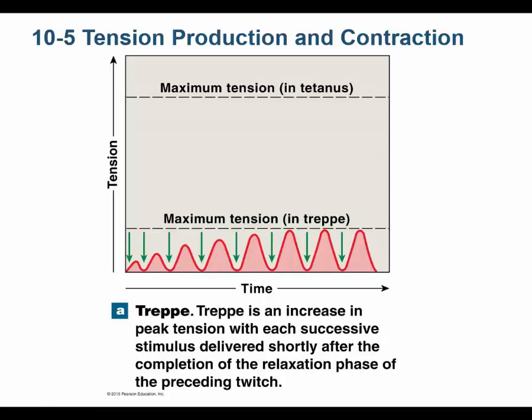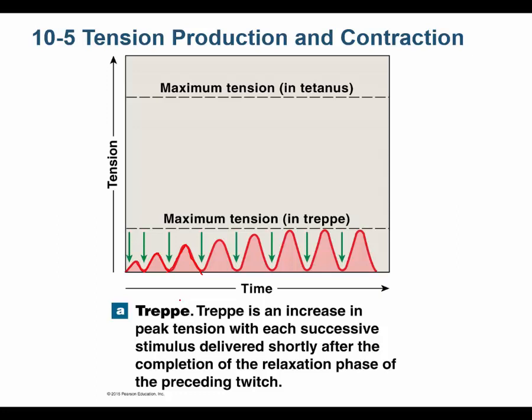Now, given these twitches, we have different types of tension production in our muscle contraction. Now, this is called treppe. Right here. And what happens is you have a twitch that's submaximal tension and it relaxes. And here's another twitch that's submaximal tension, but it completely relaxes. And then you have another one and it's submaximal, but a little bit higher than the previous one, but it completely relaxes.